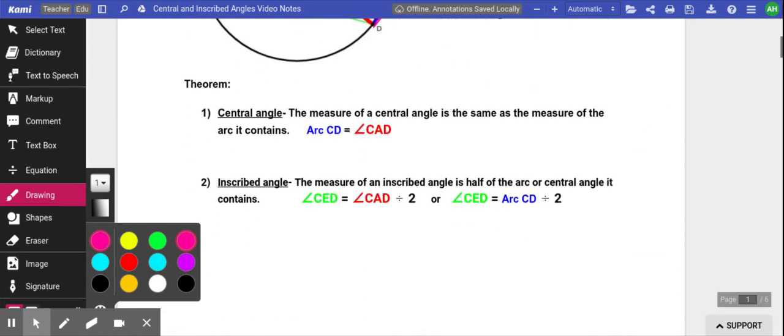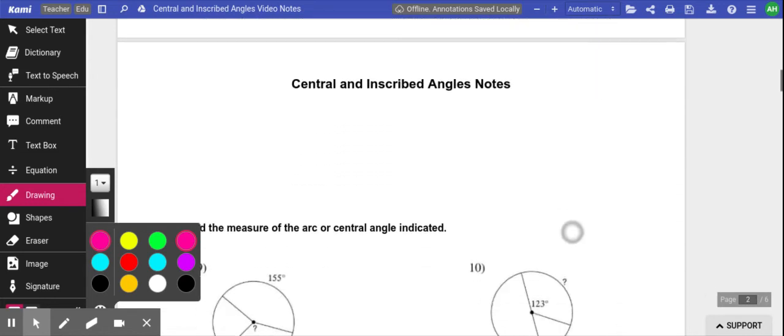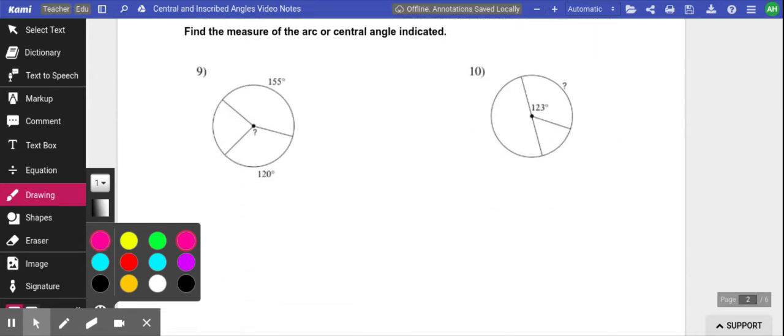Okay, so let's look at an example or two. This question mark right here is a central angle. So you have to remember, central is the same as the arc angle. So this question mark is going to equal 120. This thing over here means absolutely nothing to us. We don't care about that.